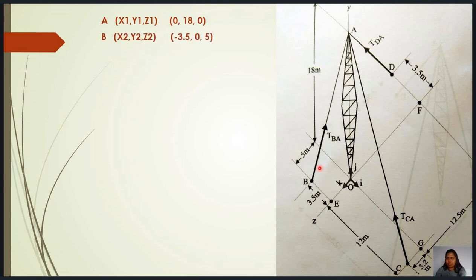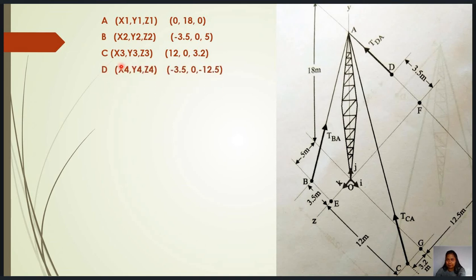Coordinate of B: if you observe, point B is on the minus x-axis and plus z-axis. On x it is minus 3.5 and on z it is 5 meters. So the coordinate of B will be minus 3.5, 0 and 5. The next is point C. Point C is on plus x and plus z axis. On the plus x axis it is 12 meters, so the x coordinate will be 12, the y coordinate will be 0, and the z coordinate is 3.2 meters, so it is plus 3.2.